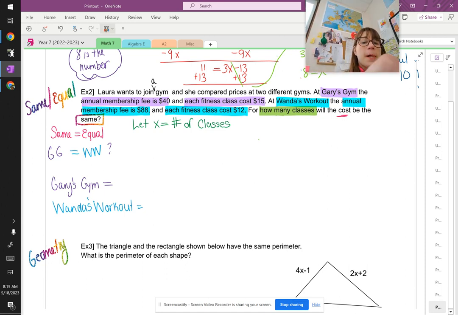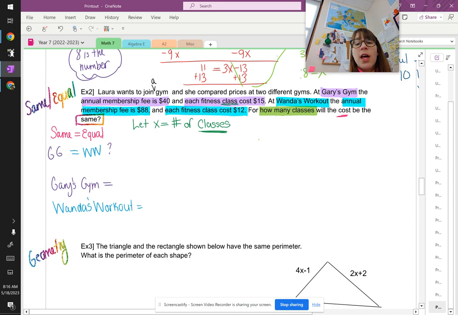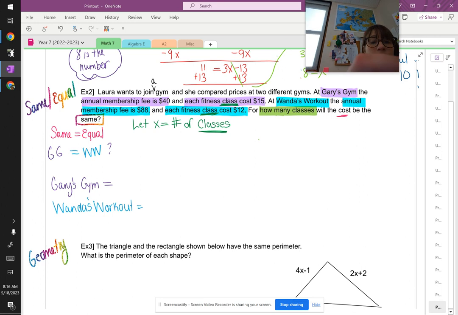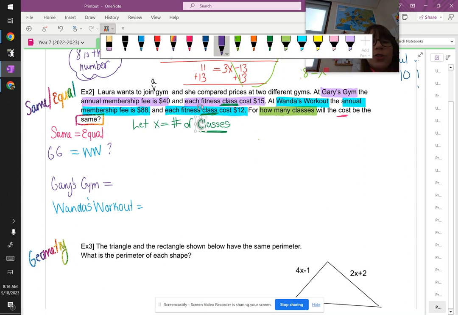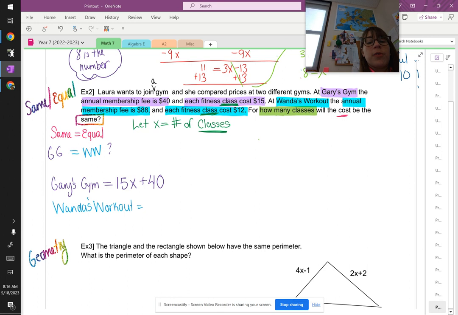Okay. So if x is representing the number of classes, which numbers are going to get the x with them? The 40 or the 15, if we're talking about Gary's? The annual membership fee or each fitness class? The x is talking about the number of classes. Therefore, any mention of the class is going to get the variable. So Gary's gym is going to be 15x plus that annual membership fee.